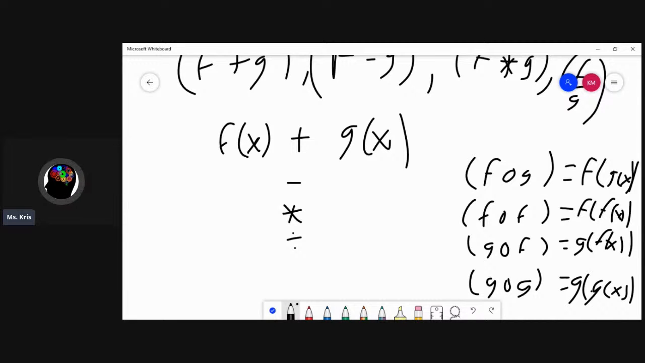So what does all of this mean? What does this look like? How does this work? Well, the best way I can show you is by getting 2 functions and working through all of these different functions. Okay? So now, I'll be able to tell you the domain and ranges based on each of these functions. Okay?